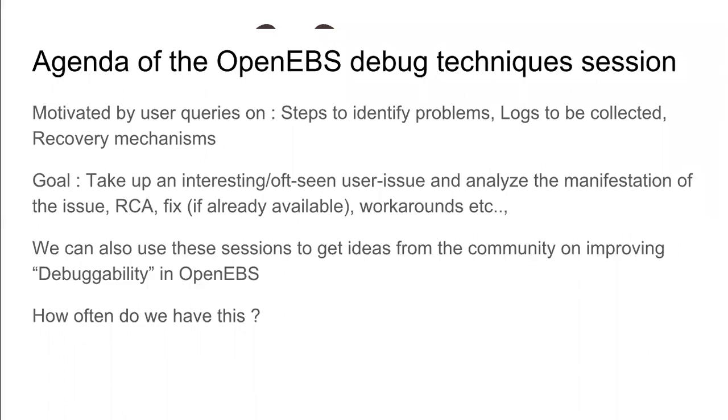And as part of this session, we will discuss how the issue actually manifests itself, what is the RCA that we have at this point, and the advantage of discussing it in the users community is we can have more opinions about what would have actually caused the issue, and get a better RCA, and what are the available fixes or workarounds. Also this will help us get ideas on how to improve the debuggability aspect in OpenEBS. So that's the agenda of the debug session as such.